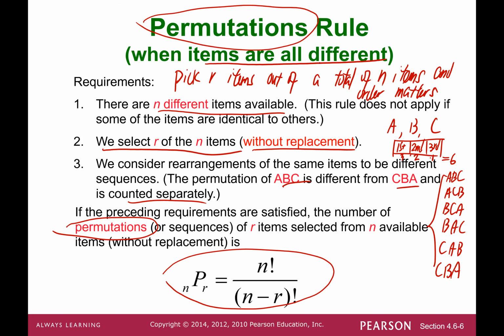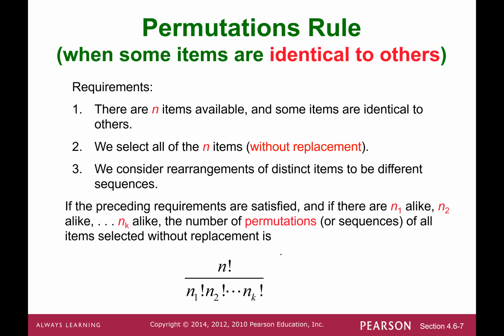It's built based on the factorials. And when some items are identical to others, we have n different items available, and some items are identical to others. We select all n items without replacement. We consider rearrangements of the distinctive items to be different sequences. Then the permutation becomes n factorial over n1 factorial.